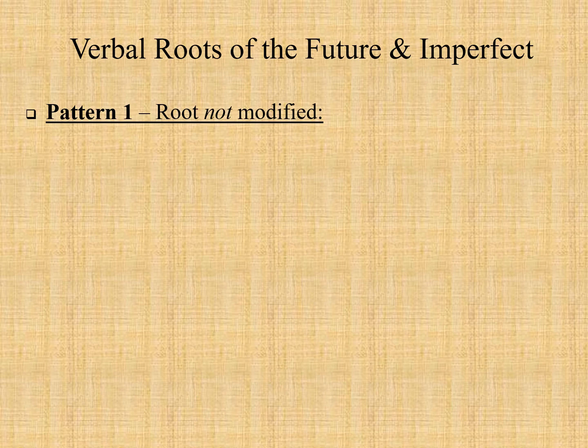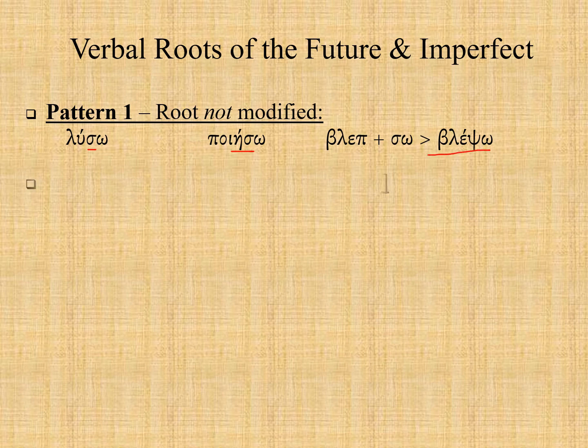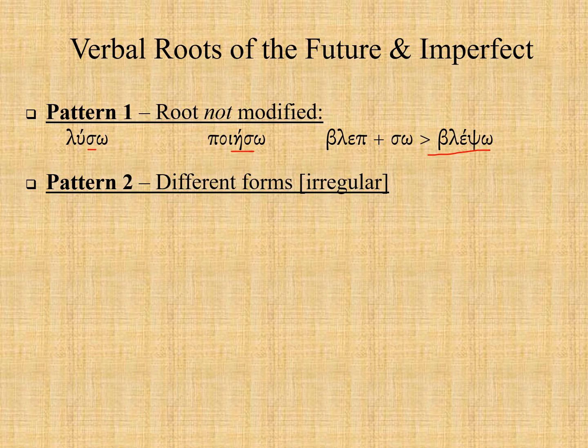So let's start looking at the various verbal patterns. So in pattern 1, the root is not modified. So we have the verb luo. Obviously, here's the future tense luso, and we have poieso and blepso. Each one has a different pattern. In pattern 1, the future looks very similar to the present and follows a consistent pattern, as only the sigma is being added to the root. And in blepso, in this situation, we have the P and sigma that contract into the C.